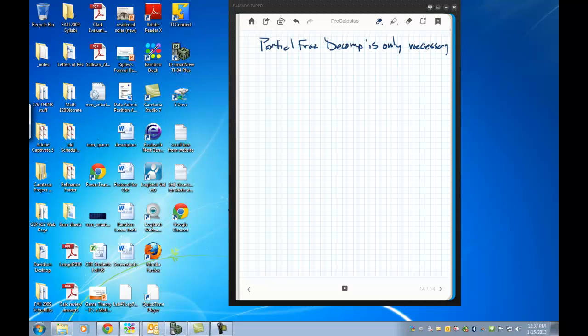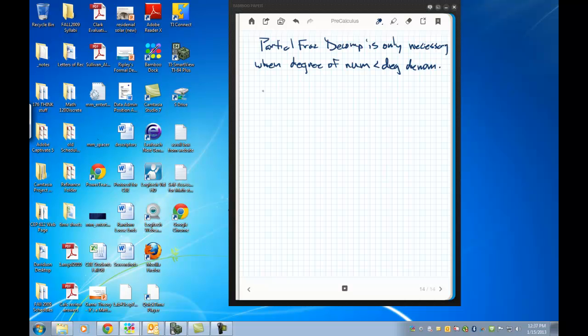And again, you'll realize this in calculus. I know it's going to drive you guys crazy, but you won't have to deal with this in terms of its applications until calculus. Partial fraction decomposition is only necessary and really only doable when the degree of the numerator is less than the degree of the denominator.